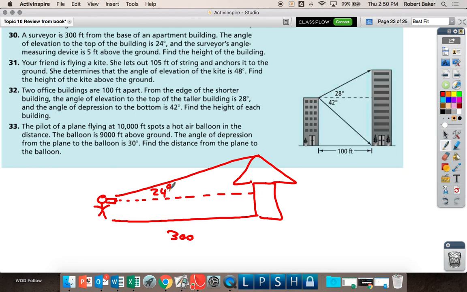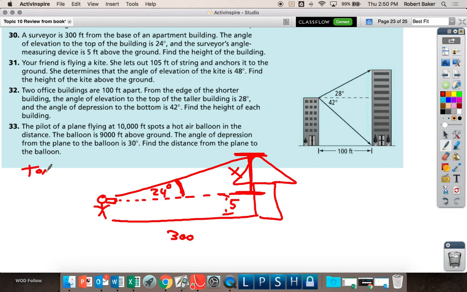So right now you can solve for how tall it is from here to here. And then what is this distance from here to here? 5 feet. So you're looking for x, and then you would add 5 to that at the end. So what trigonometric function would help you solve for x?